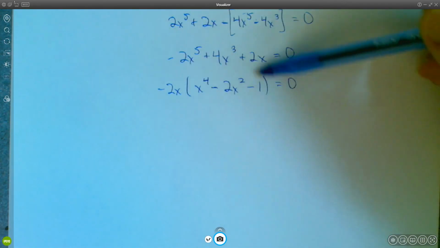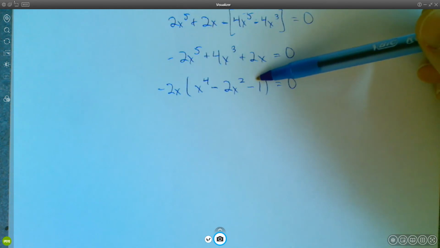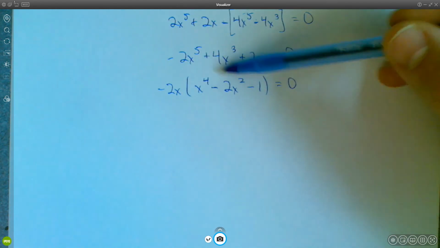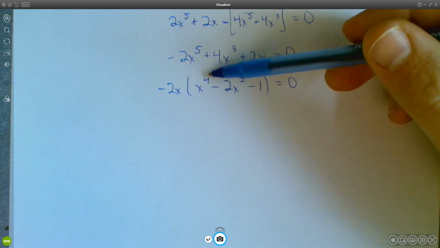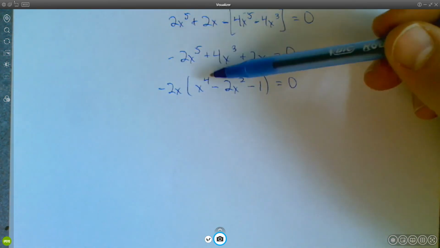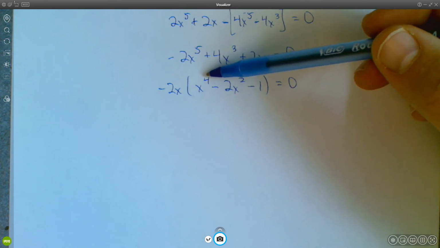Can we factor this? To get a negative 1, you'd have to have a negative 1 and a positive 1. That's not going to give you negative 2, so it doesn't factor. So we have to use the quadratic formula. Notice that this trinomial is quadratic in form, right? You could do a substitution if you like.